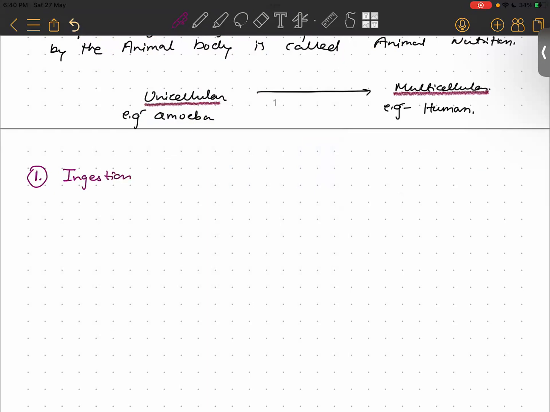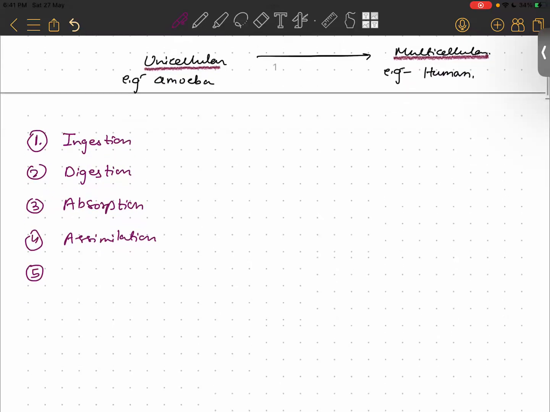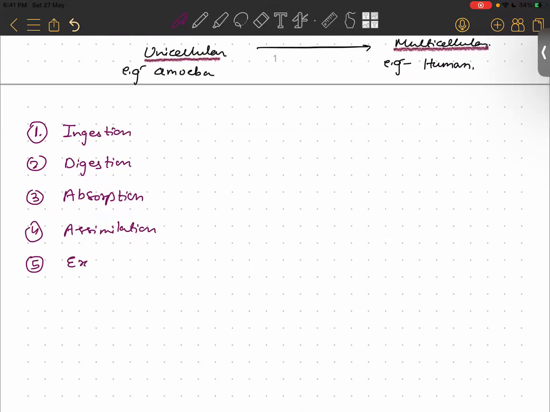Okay, and after ingestion, what happens? That food is digested in the body. Digestion. What happens after digestion? Absorption. Absorption of the food takes place, and after this, assimilation. Assimilation, right? And finally, it is released from the body. That is called what? Egestion, or excretion. Both are the same.